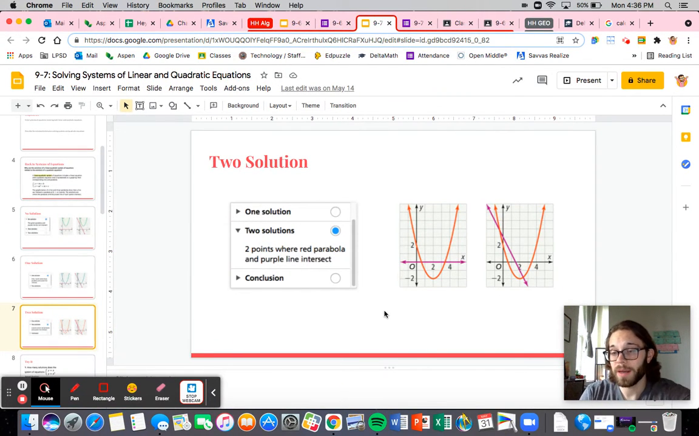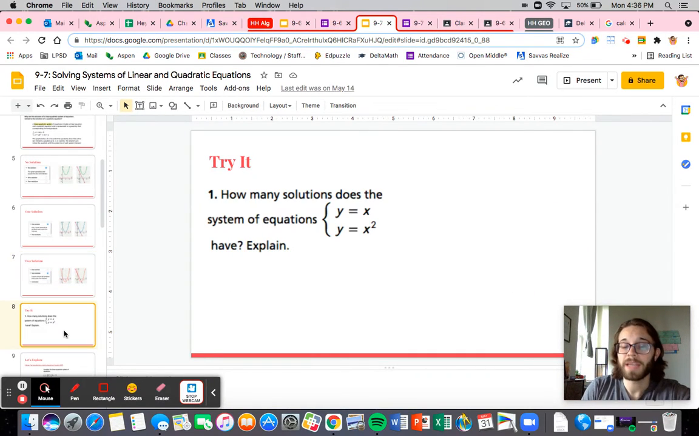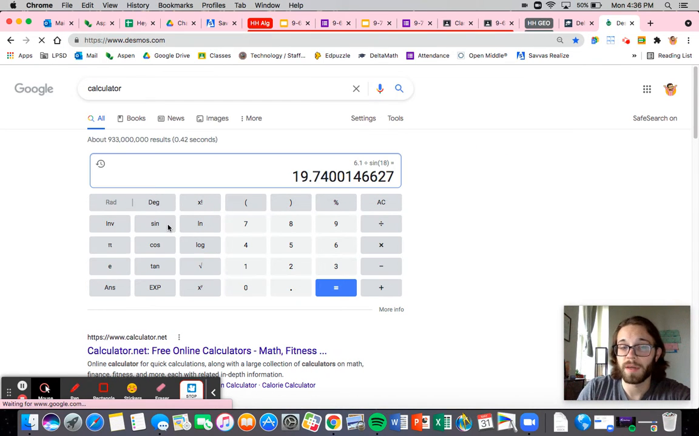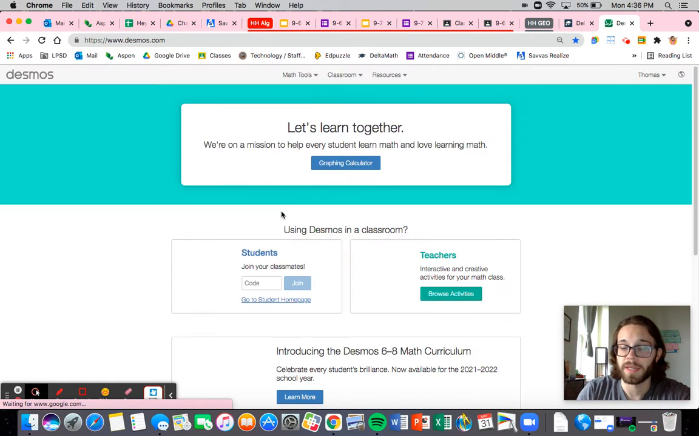Also, as illustrated, you can still just graph these and find the points of intersection. So graphing the system of equations will still work, right? So if I asked you, how many solutions does this have? y equals x and y equals x squared. Well, what can we do? Let's go to Desmos real quick, because we know if we graph it, we can find that point of intersection.